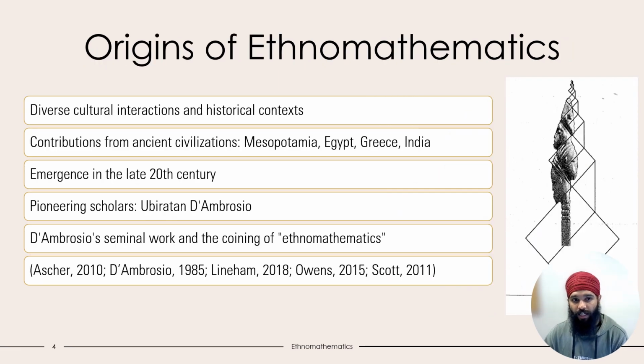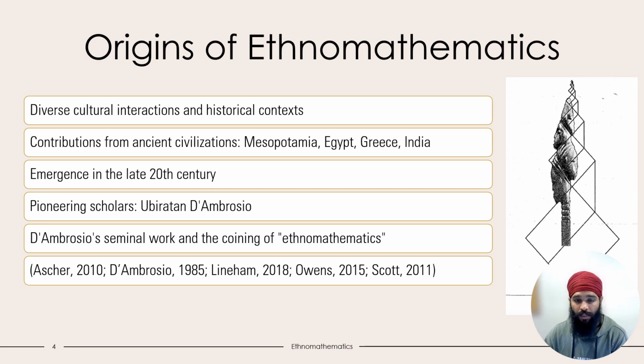To truly comprehend the essence of ethnomathematics, one must delve deep into the historical backdrop of mathematics. Contrary to popular belief, it is not a monolithic entity, but a product of diverse cultural interactions and historical contexts. From the ancient civilizations of Mesopotamia and Egypt to the sophisticated mathematical traditions of ancient Greece and India, mathematical knowledge has evolved through complex interactions of cultural exchanges and innovations. However, it was not until the latter half of the 20th century that ethnomathematics emerged as a distinct field of study, propelled by the pioneering efforts of scholars like Oberthon and D'Ambrosio.